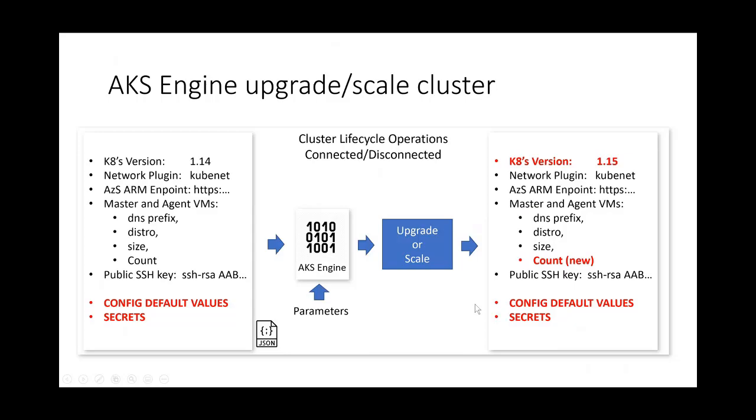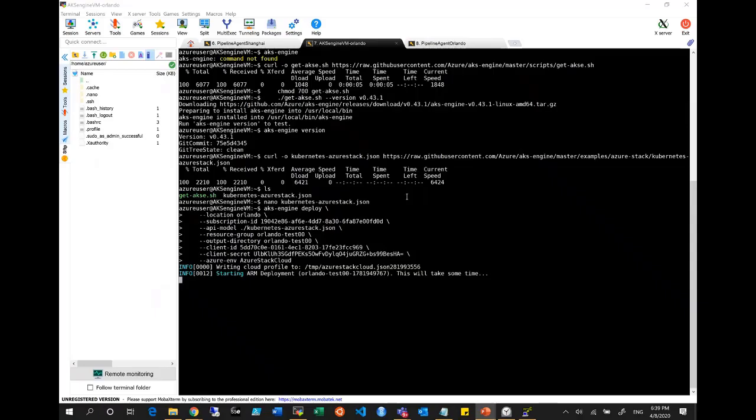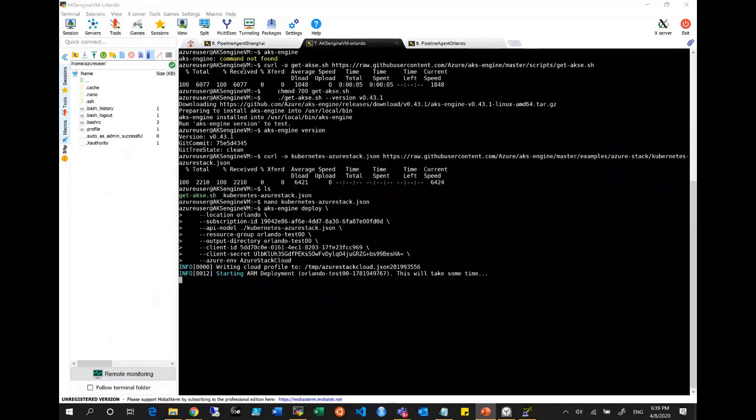So why don't we actually go ahead and do a demo of this? Let's do an upgrade demo. If you look at the parameters, they are pretty much the same. The only one that is different in here is the upgrade version. We did not see this parameter before. And here you specify the version that you want to upgrade your cluster to. So why don't we go ahead and do an upgrade of it.